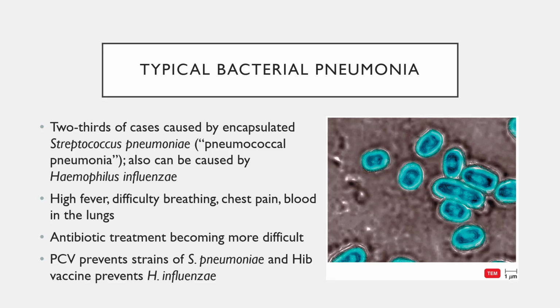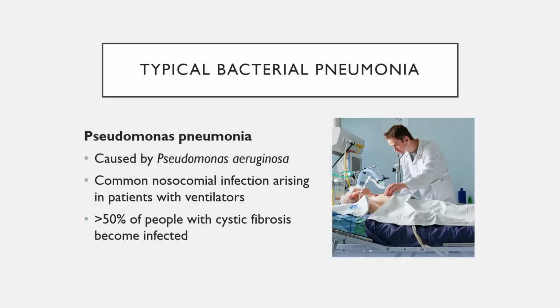Another special case of typical bacterial pneumonia that we should talk about is Pseudomonas pneumonia. Pseudomonas pneumonia is caused by the species Pseudomonas aeruginosa, which is a common nosocomial infection arising in patients who have been ventilated. Any indwelling medical devices like a ventilator can be a hotspot for pathogens to gain access to the body systems, and Pseudomonas aeruginosa is a common pathogen that is transmitted in the hospital environment.